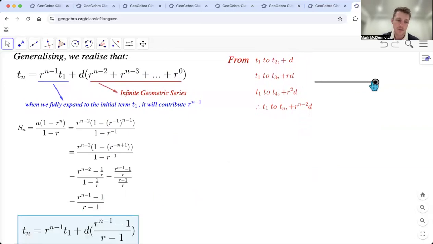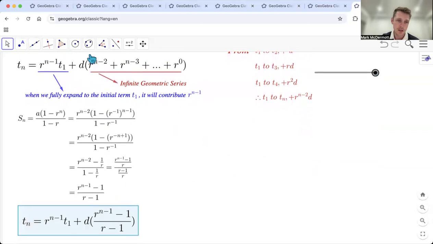Putting it all together, taking this line here and substituting in this, because this is what the brackets equal, you get T sub n equals R to the n minus 1 multiplied by T sub 1 plus D multiplied by R to the n minus 1 over R minus 1. So I think that deserves a box.